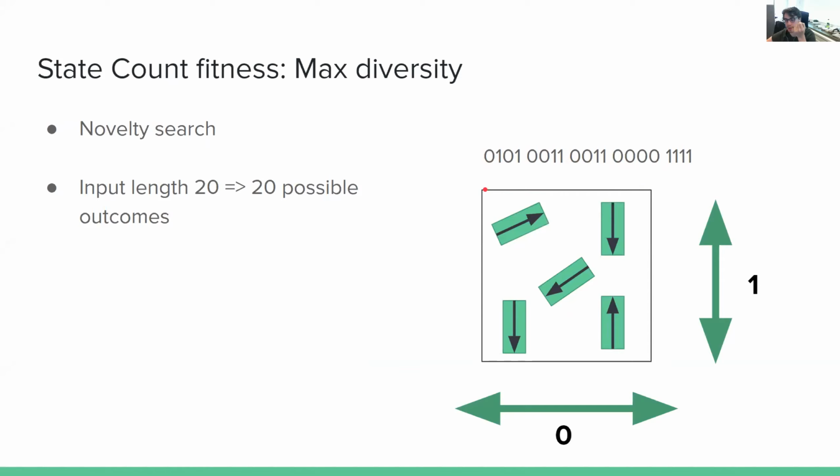And so we have 20 bits of input. So we're sampling 20 possible states. So the maximum number of unique states we could see would be 20. And the smallest number would be 1. That would be if we saw 1 state and then it didn't change the whole time. And what we're going to do this time is, rather than search for any state count in particular, we're going to do a novelty search and try and find as many different state counts as possible.